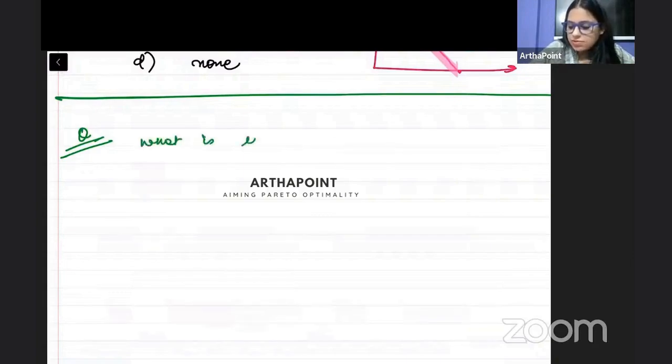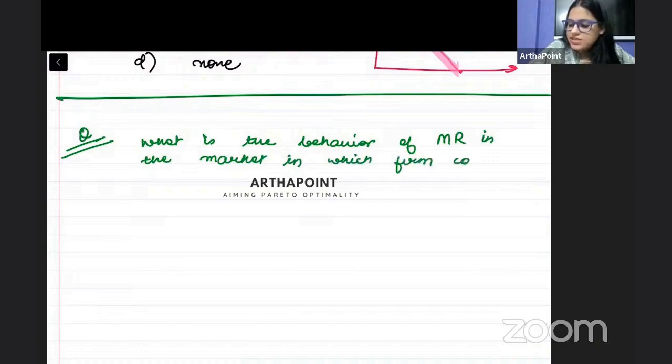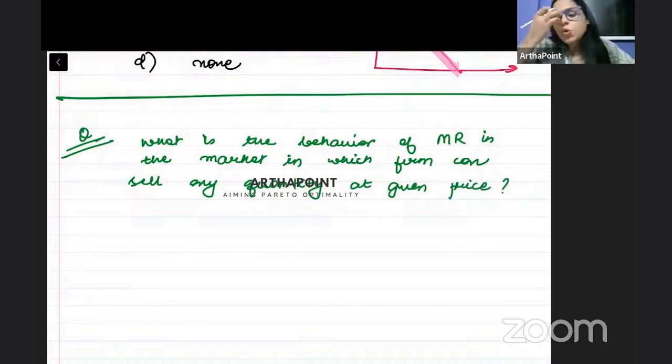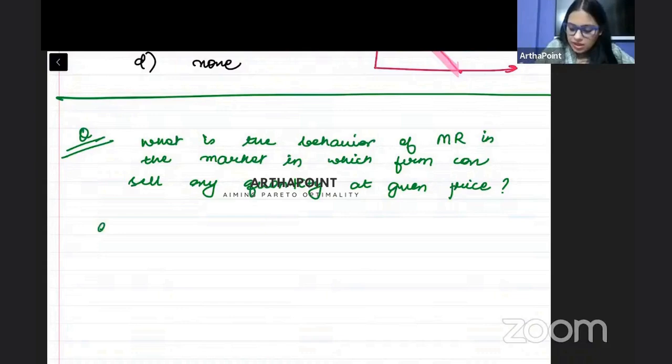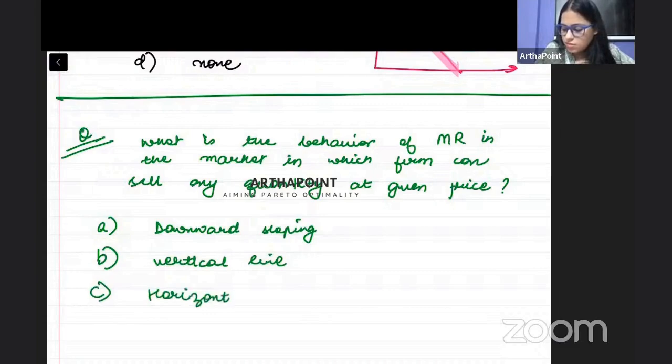What is the behavior of marginal revenue in the market in which a firm can sell any quantity of output at a given price? If a firm can sell any quantity at a given price, what is the nature of marginal revenue of that firm? A, downward sloping, B, vertical line, C, horizontal line, or D, upward sloping line?